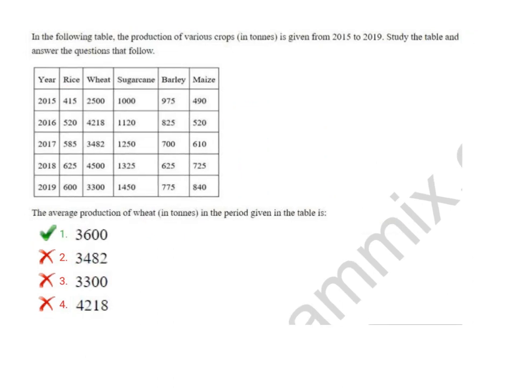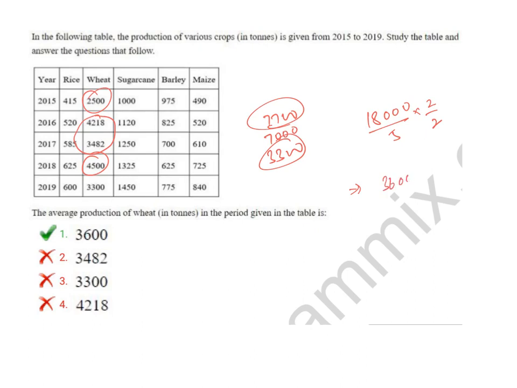Next, the average production of wheat in the period given in the table. If you take wheat, that is 2500. Then after, if you add up these two, this is 7700. Now 2500 plus 4500 is 7000. This is 3300. So I can say 11,000 plus 7,000 is 18,000 by 5. Do it into 2 by 2. So it becomes 36,000 by 10. So it is 3,600, the average. The next.